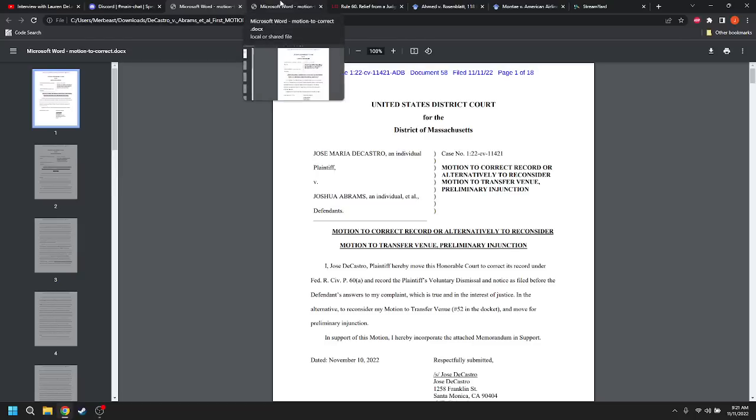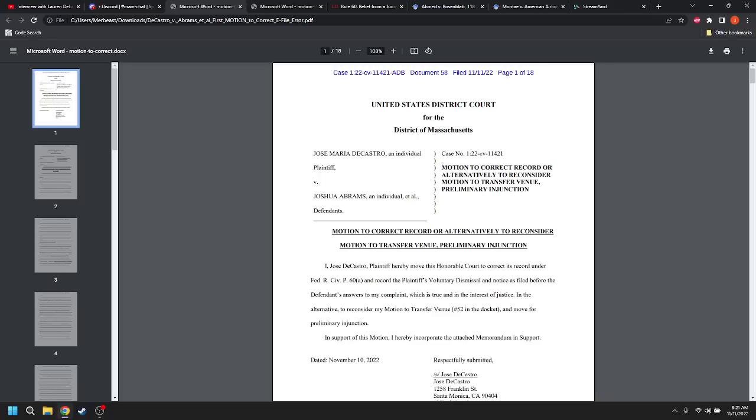Today's been a bit crazy. I haven't read these yet. These appear to be identical motions. The first one is 18 pages, the second one is 12 pages. I don't know what the difference is yet. I have not read them. I have seen people discussing them on my Discord channel, but I have not read them, so I'm going through this a bit blind. So these were filed in the Decastro versus Abrams et al.